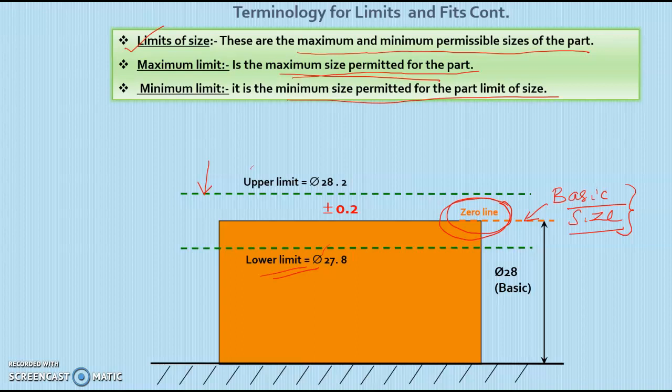So in actual practice, this is the basic size. In the example it is given as diameter 28, that is the basic size, but it can be varied, minimum up to 27.8, that is also acceptable. It can be increased to 28.2, that is also acceptable, because this is the allowance given for the dimension. So in manufacturing, we have the freedom to manufacture any size between these two limits.